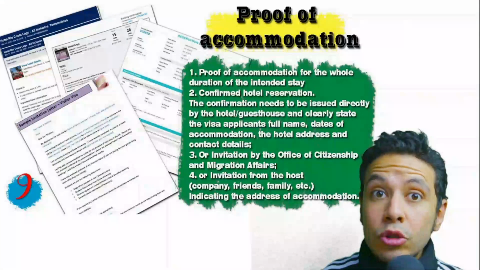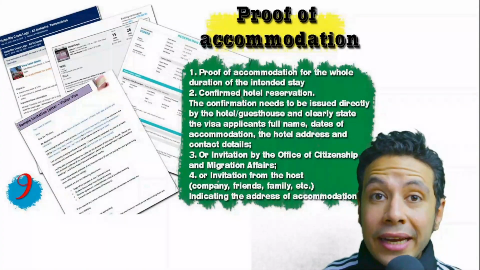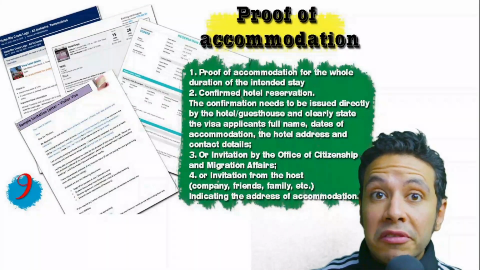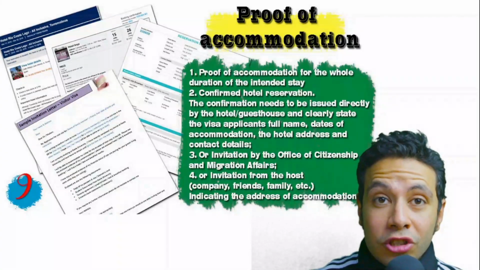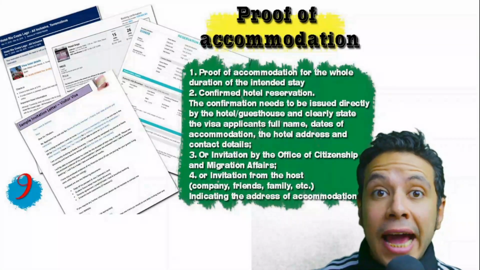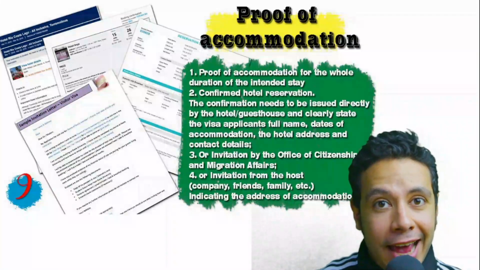You will also need to provide a proof of accommodation. It could be a confirmed hotel reservation or an invitation from a host in this country or an invitation from an organization you are visiting in this country. For a hotel or hostel, an initial booking is acceptable, but in some minor cases, you might need to provide a confirmed booking. And anyway, the name of your hotel must be mentioned and the address and the contact number.